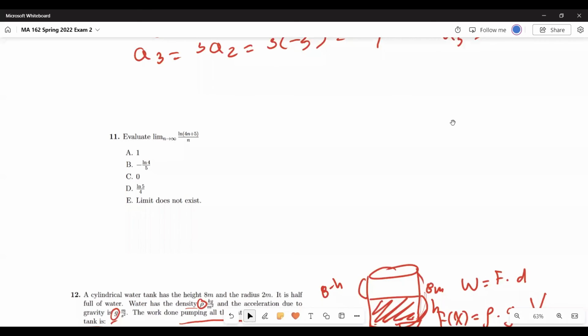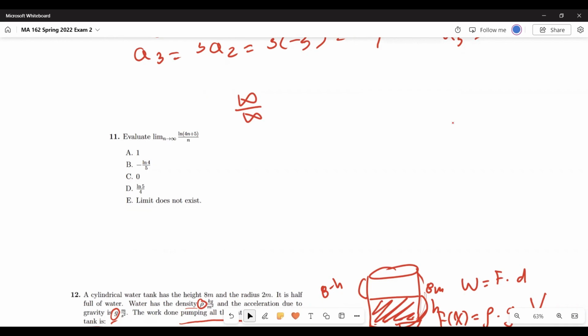Okay, this question asks to evaluate the limit as n goes to infinity of ln((4n+5)/n). If you plug in infinity in both numerator and denominator, this becomes infinity over infinity. So what you can do is use L'Hopital's rule until you can find the value instead of getting infinity or 0.